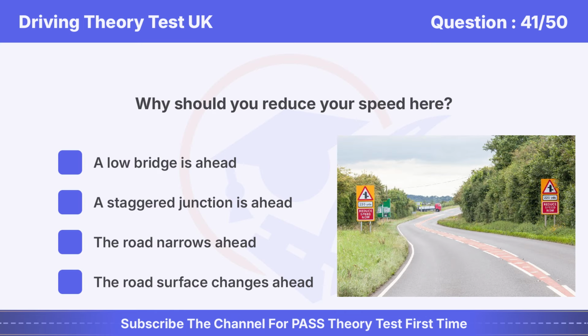Question 41. Why should you reduce your speed here? Option A. A low bridge is ahead. B. A staggered junction is ahead. C. The road narrows ahead. D. The road surface changes ahead.